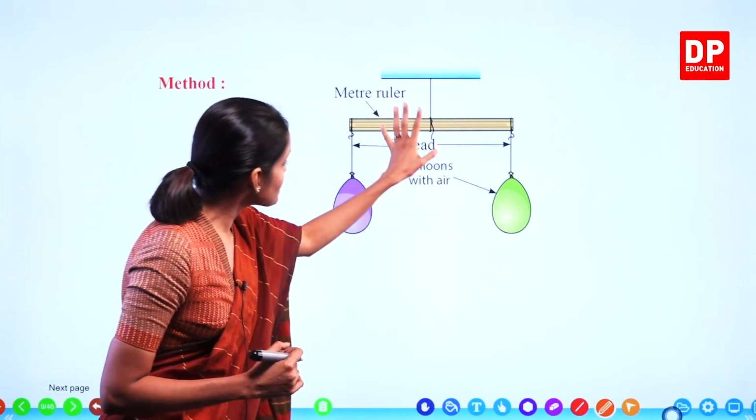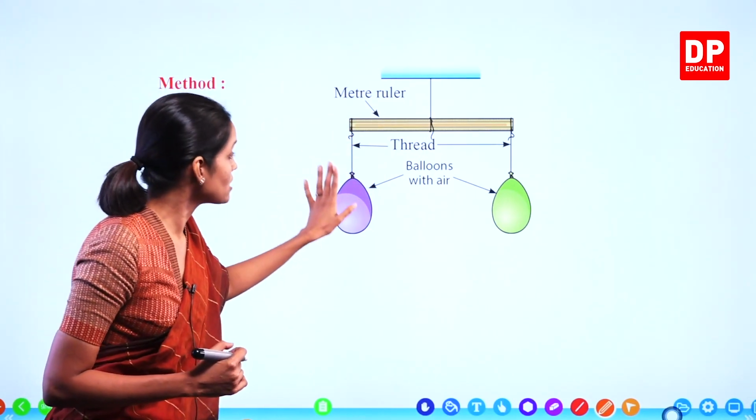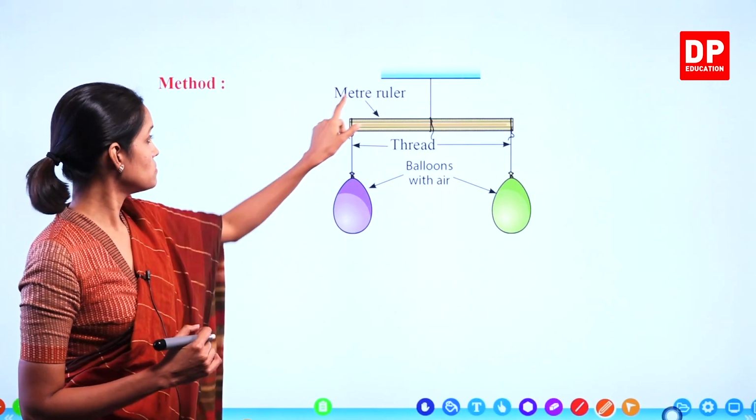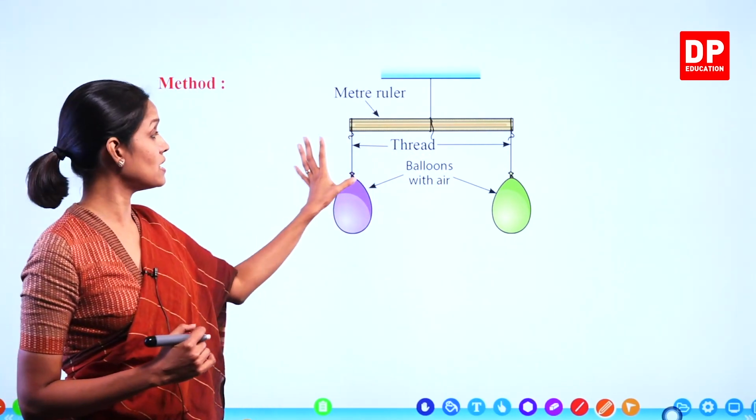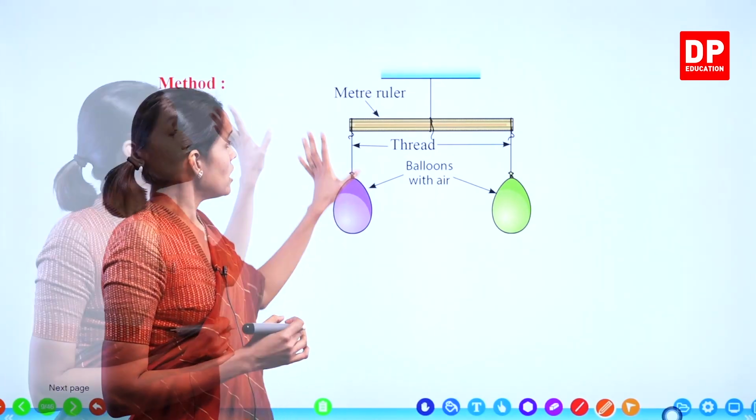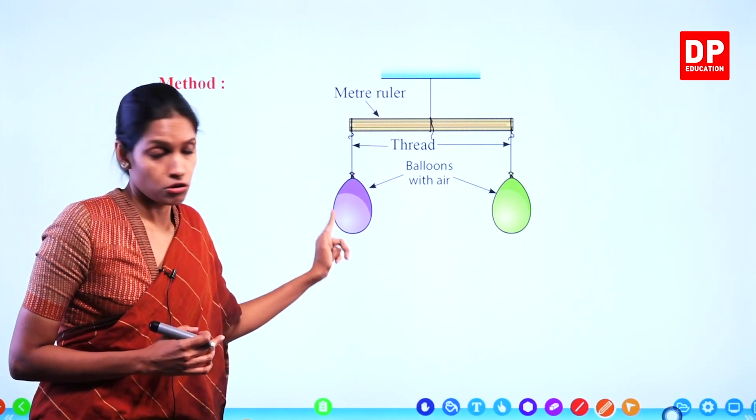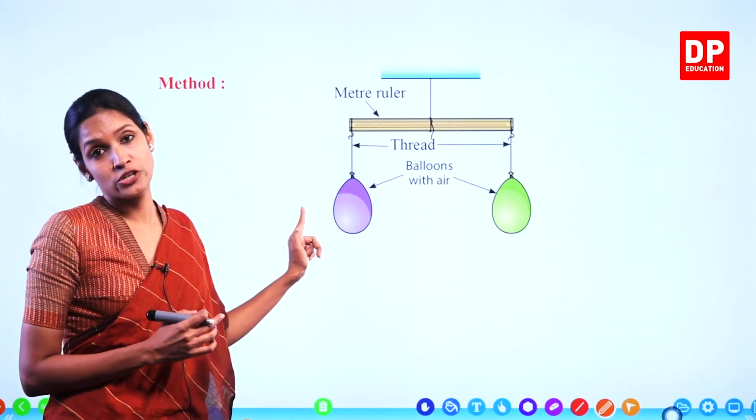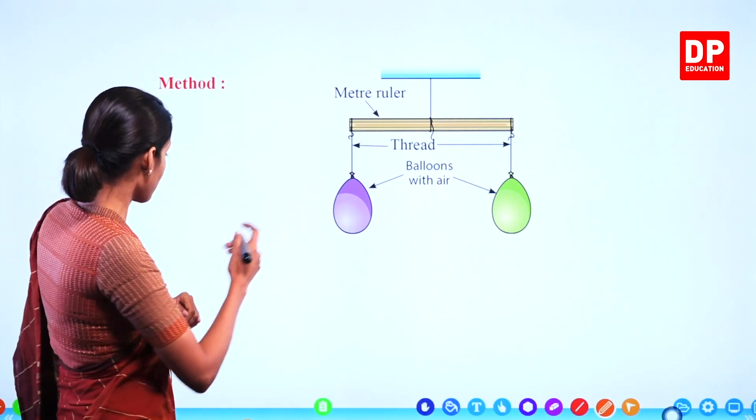Remember, for all these steps, you all can draw a diagram, and you should not forget to label the diagram. Look, meter ruler, thread and balloons with air, they all are labeled. Okay, so then what do we have to do? So after we set the apparatus like this, we have to make a hole only in one balloon, and we have to observe what happens. So we will write down.